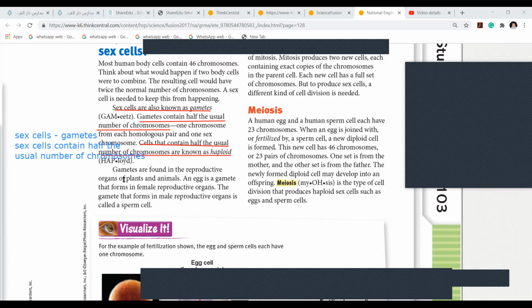Tomorrow when I start my class, I will again ask you: tell me the name of the male cell, tell me the name of the female cell. And the next question I will ask is, how many chromosomes do you have? You will say 46.